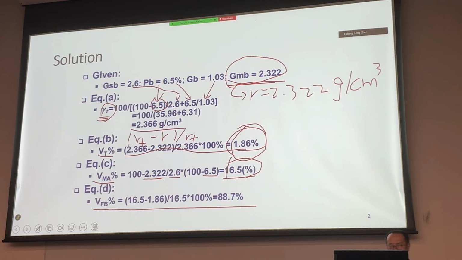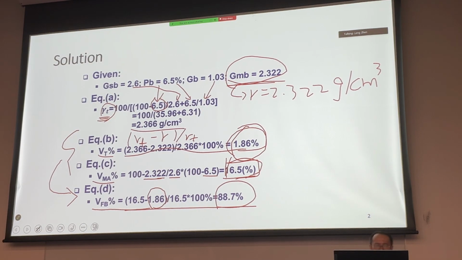So void filled with binder can be calculated by using these two. The total volume is 16.5, while for the air void it is only 1.86. The remaining will be the binder. So the binder volume divided by the total volume between particles, then we'll get 88.7%. So this is the solution for this example.